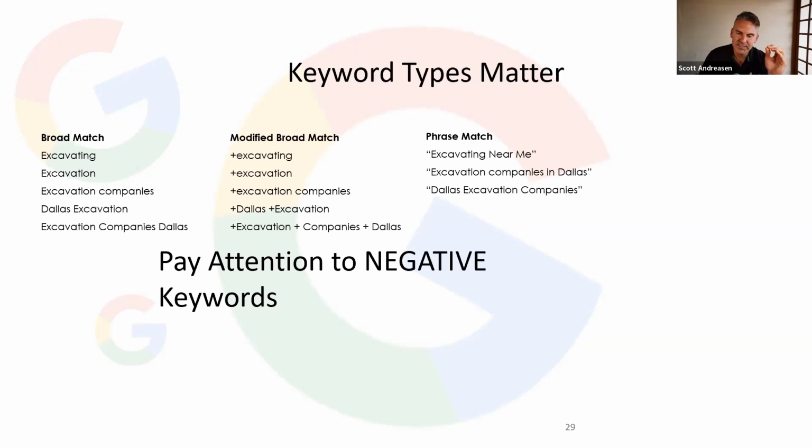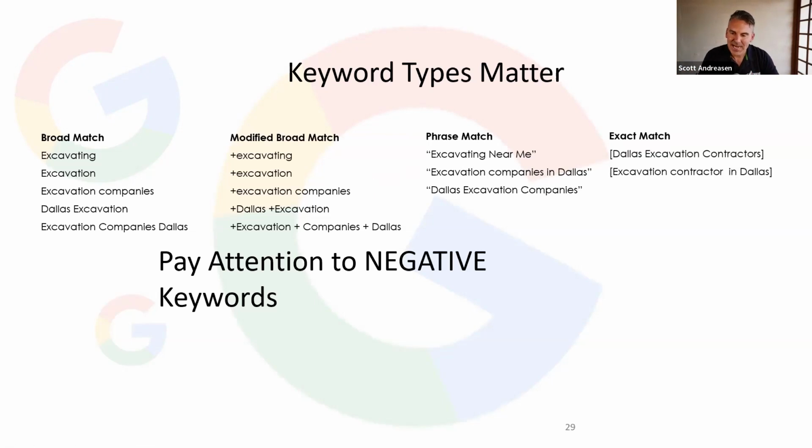Phrase match, what this means is they have to type in those exact words. So if they were to type in, find me an excavating near me, or we'll do the one below it, excavation companies in Dallas. Find me top excavation companies in Dallas. Even though they said like 7 or 8 words there, your ad would still appear because they typed in that exact phrase, excavation companies in Dallas.